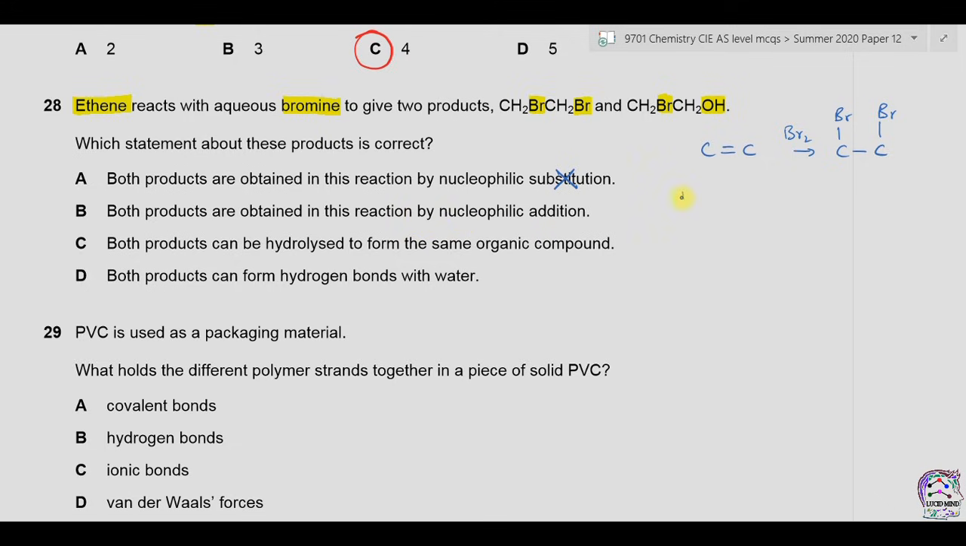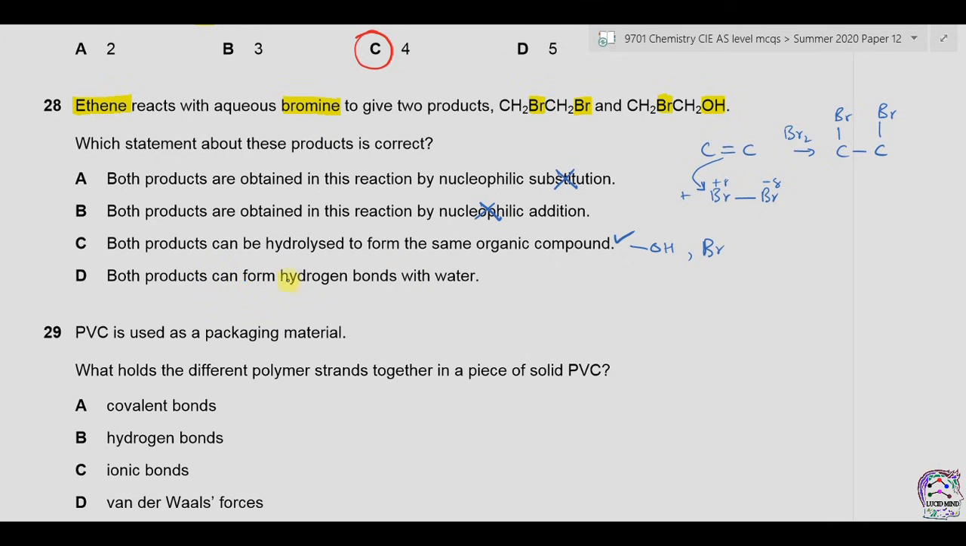Now we know that the double bond of the alkene polarizes the bromine molecule, so one bromine becomes partial negative, the second becomes partial positive. Now the double bond electrons attack the partial positive bromine atom, so therefore this is electrophilic addition, not nucleophilic, so this is also incorrect. C says both products can be hydrolyzed to form the same organic compound, and we know that by hydrolysis the OH group replaces the Br group in 1,2-dibromoethane or 1-bromo-2-hydroxyethane, so therefore this one seems to be correct.